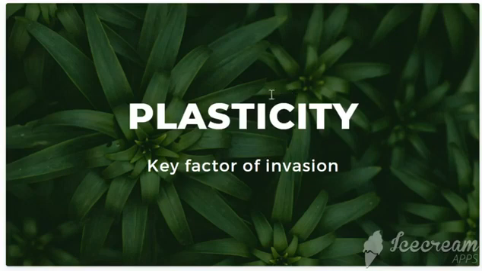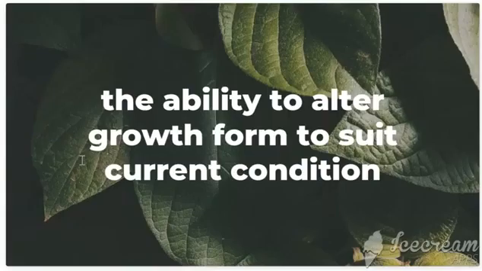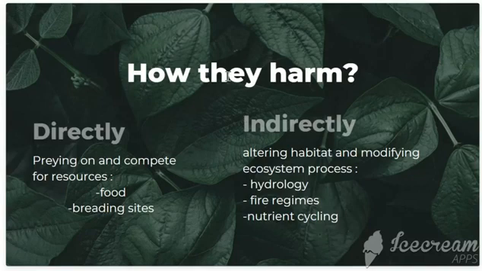So now I'm going to explain the effect of invasive species on biodiversity. Basically, plasticity is the key factor for introduced species to invade successfully. So, what is plasticity? Plasticity is defined as the ability of the species to alter its growth form to suit the current condition. They can harm the native species in 2 ways, both directly and indirectly.